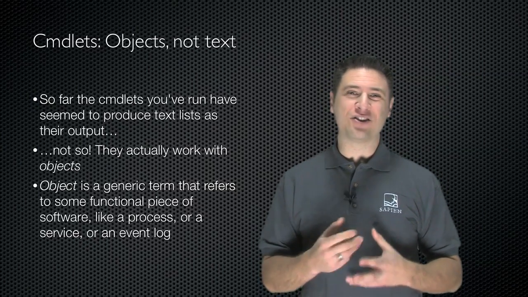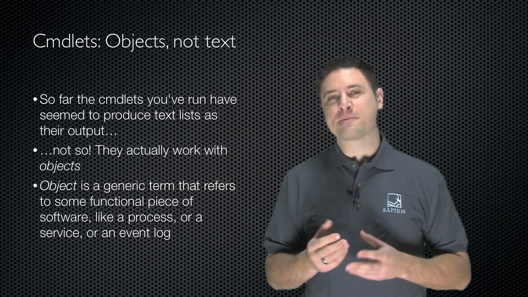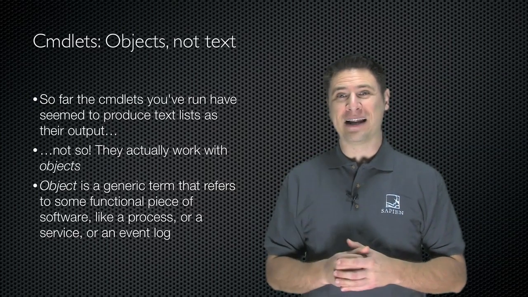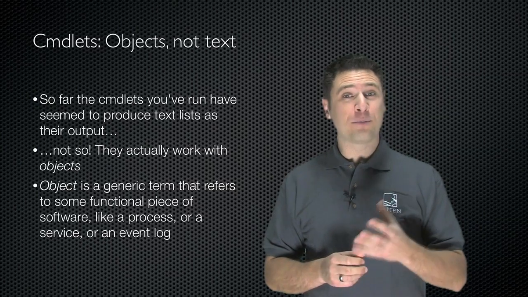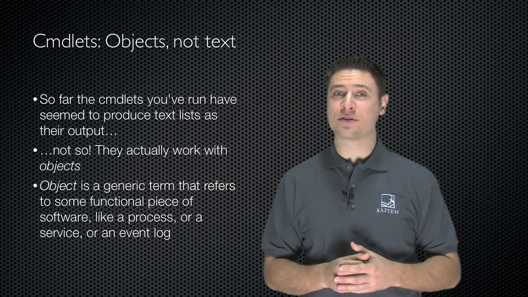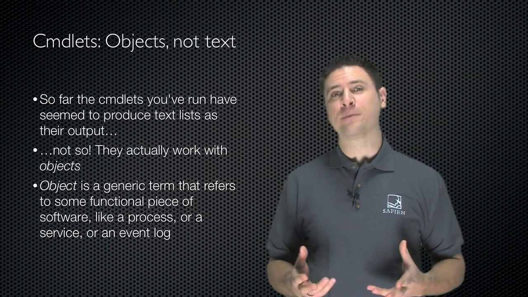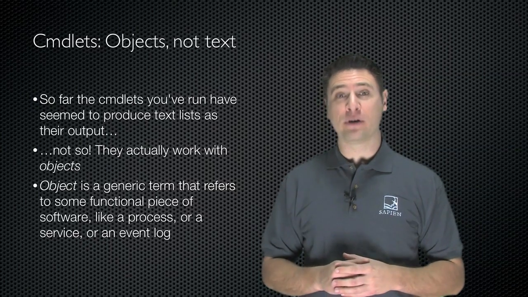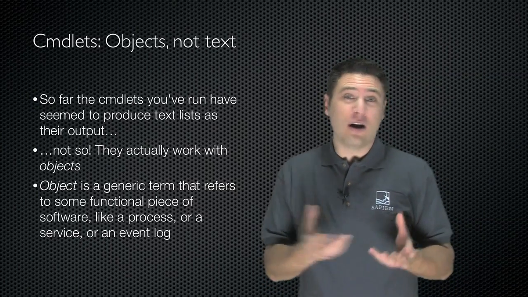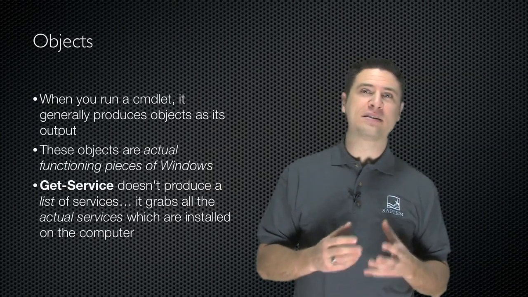The word object is a generic term that really just means some kind of software functionality. An object might be a process in Windows, or it might be a service, or it might be a file or a folder. Pretty much any part of the Windows operating system can be thought of as an object. So what does that mean?